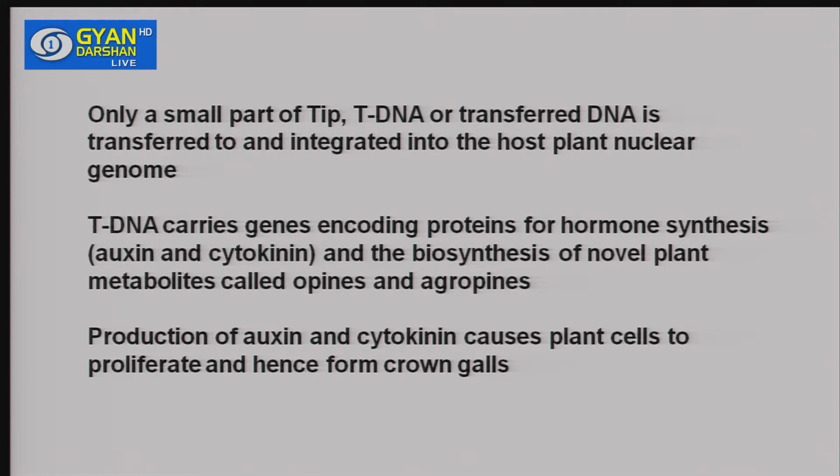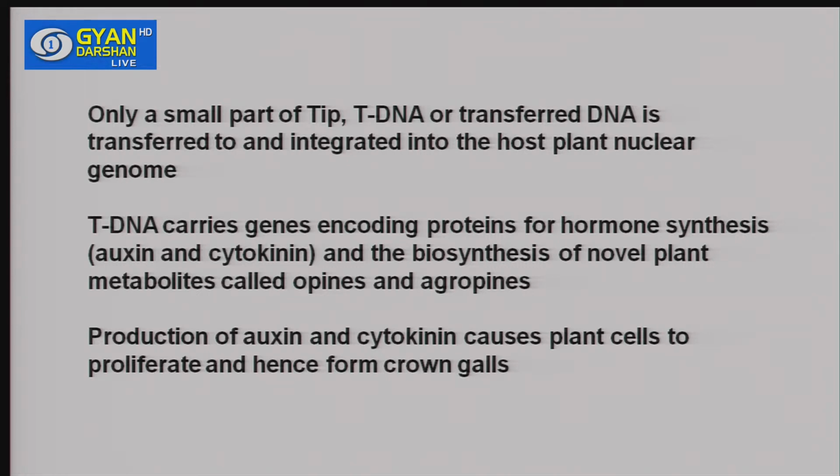Now this tDNA region contains genes for hormone synthesis, that is auxin and cytokinin, and the biosynthesis of novel plant metabolites called opines. Opines can be of different kinds, like agropine, nopaline, octopine, and so on. But each TI plasmid will have only one opine synthetic gene or opine catabolizing gene, so accordingly you can name the TI plasmid as octopine plasmid, nopaline plasmid, and so on.